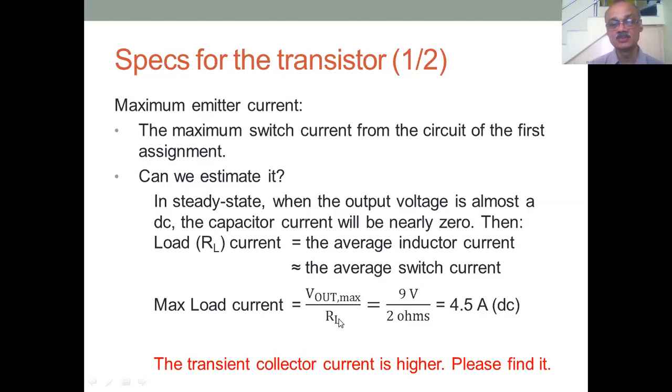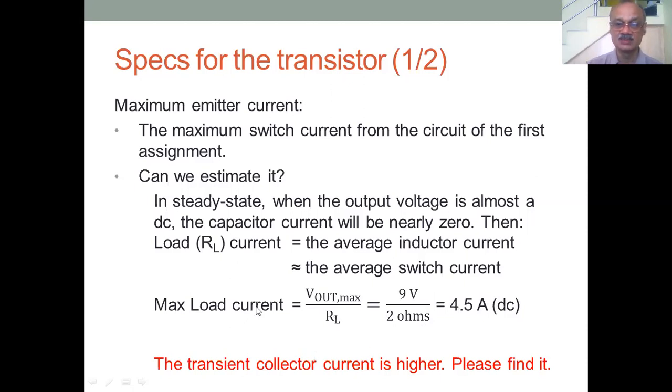RL varies depending on your specifications given. Some of you have 2, 5, 8, 12. So I'm taking the lowest value, 2, which gives 4.5 amperes DC. So this is a reasonably large current for which you must design the transistor switch.